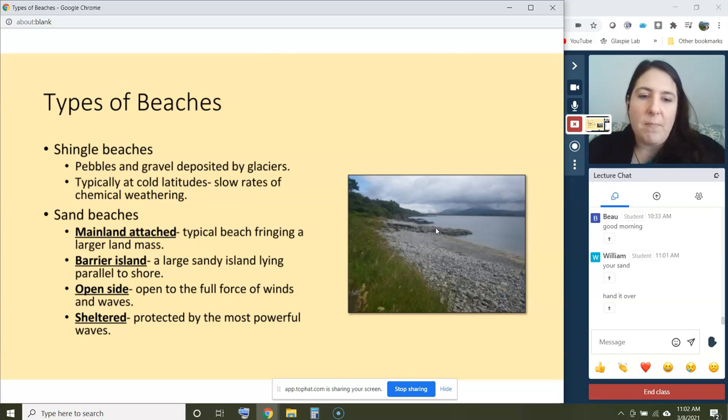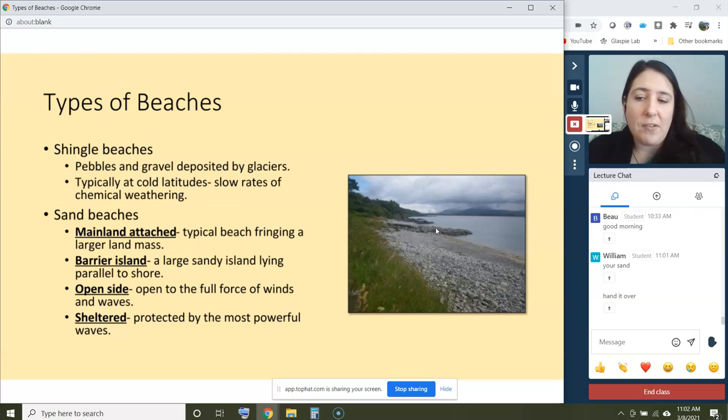You can get beaches that aren't actually made of sand, but instead have pebbles and gravel that was deposited by glaciers and has not quite been weathered down chemically yet, at least not very much. And these are called shingle beaches. And typically they're found at cold latitudes, and that's because in these latitudes you have relatively slow rates of chemical weathering, of erosion of these pebbles as they're exposed to water.